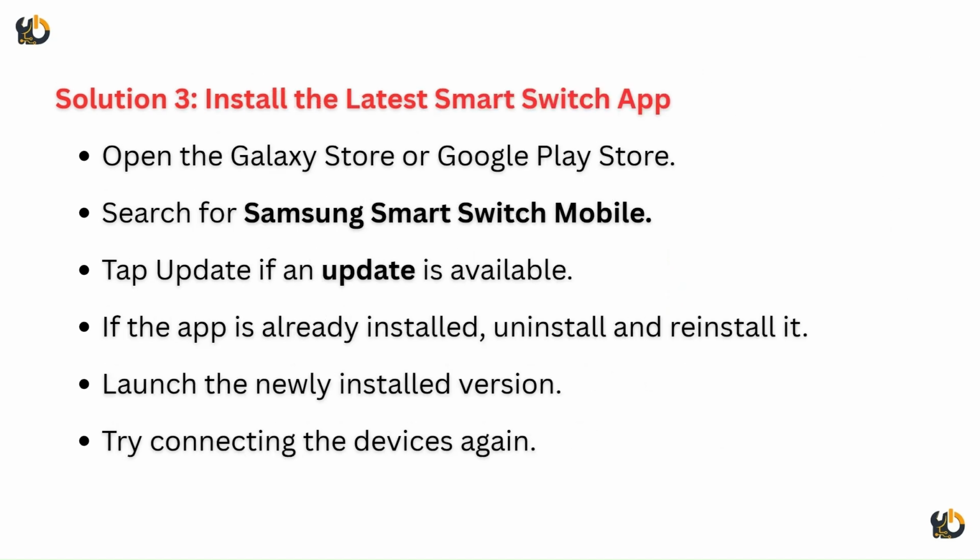Solution 3. Install the latest Smart Switch app. Open the Galaxy Store or Google Play Store. Search for Samsung Smart Switch Mobile. Tap Update if an update is available. If the app is already installed, uninstall and reinstall it. Launch the newly installed version. Try connecting the devices again.